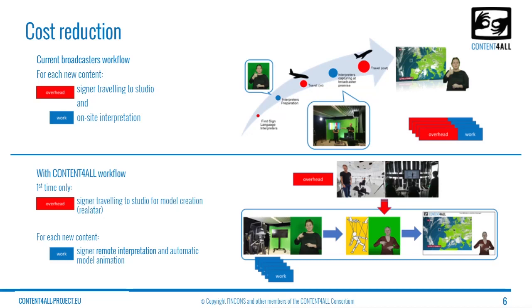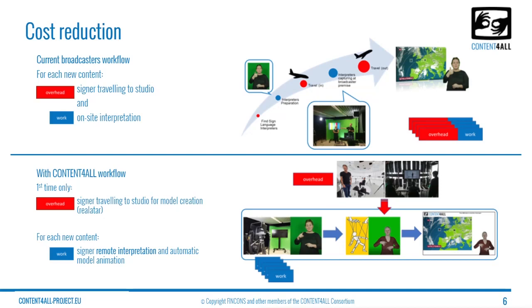And in Content for All, we envision a solution which is based on a remote studio that can be placed anywhere, also at the interpreter's home, and from there, the interpreter can simply provide the interpretation, and this interpretation is delivered to the end user, to the viewers, thanks to the virtual human, which is animated in real time by extracting parameters from the video of the interpreters that are at home in their remote studio.